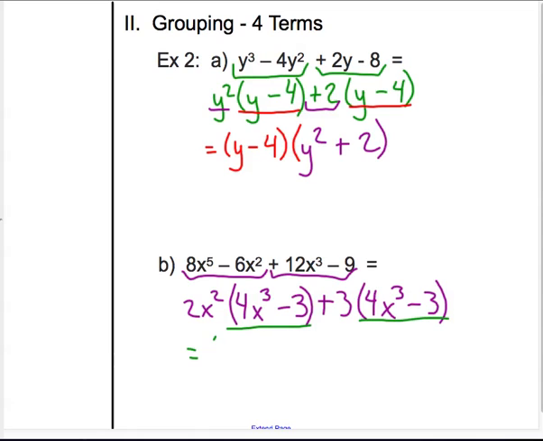So that's my new greatest common factor. I'm going to pull that out. And then what's left on my first term is 2x squared, and on my second term is a positive 3.